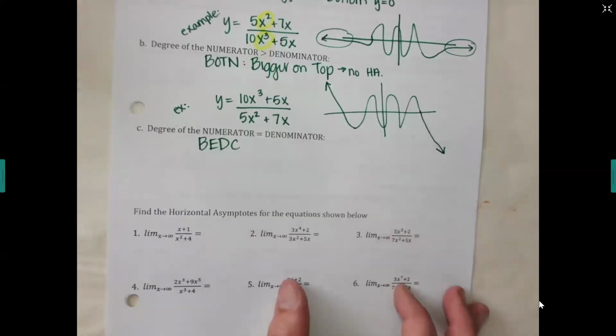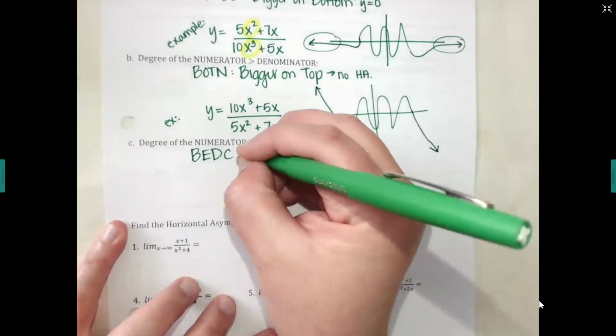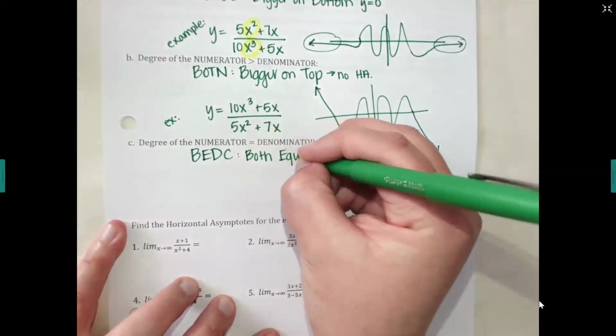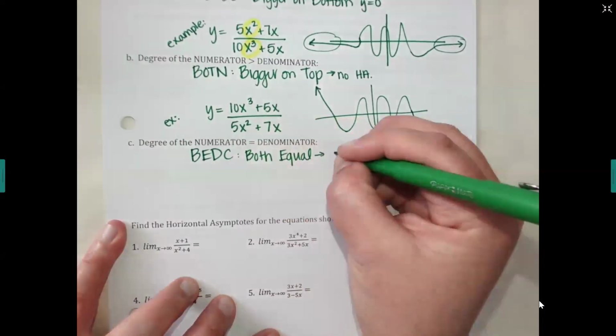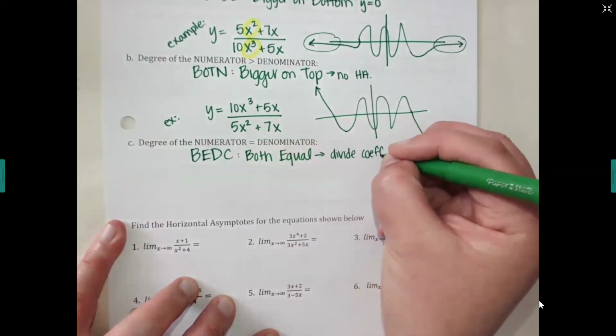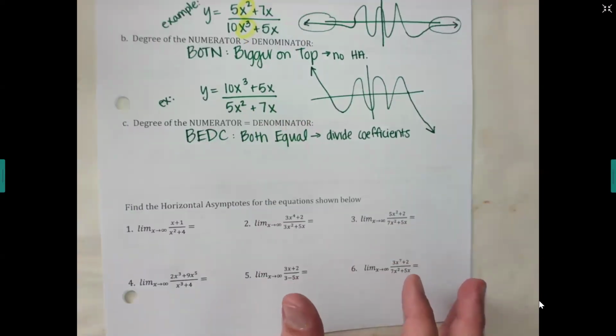All right, the third option is Betsy. So they could be bigger on bottom, bigger on top, or they can be both equal. And if they're both equal, you're gonna divide the coefficients to find the asymptote. So I'll give you an example of that, and then we'll do a little sample graph.